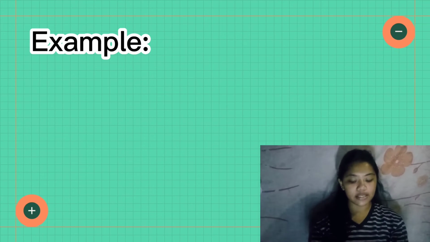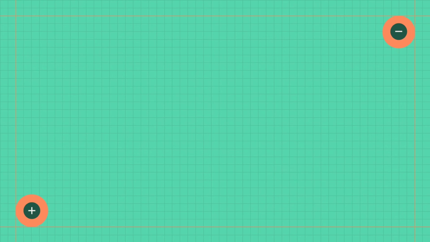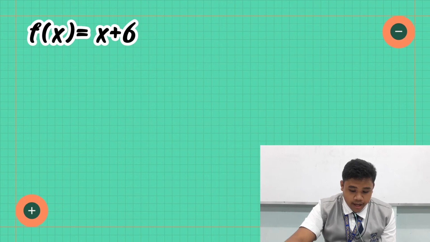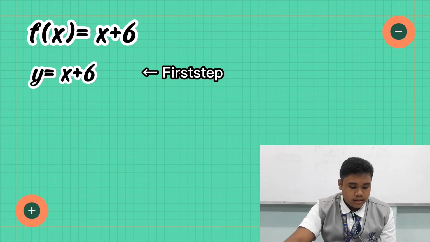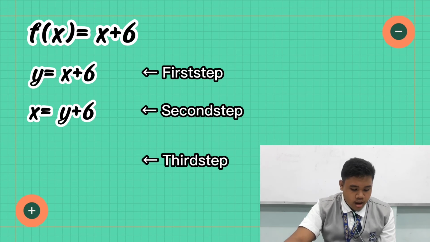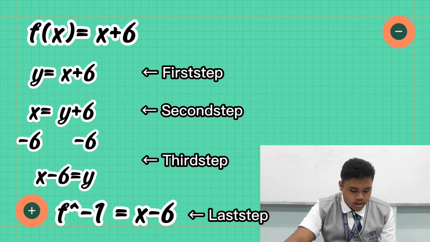First example is f of x equals x plus 6. Based on the given example, f of x is equal to x plus 6. The first step is to replace f of x with y. Then the second step, interchange x and y. Step 3, solve the equation for y. Using the subtraction property of equality, now we have x minus 6 is equal to y. Then replace y with f inverse of x. Now we have f inverse of x is equal to x minus 6.